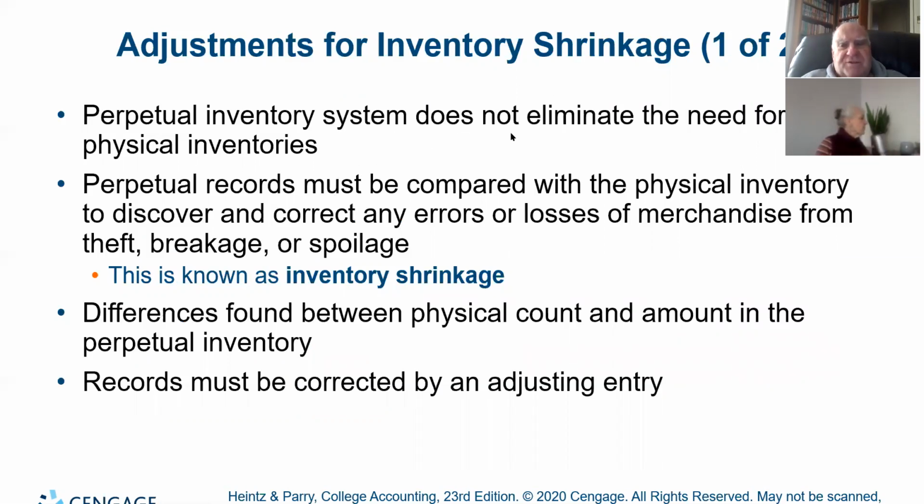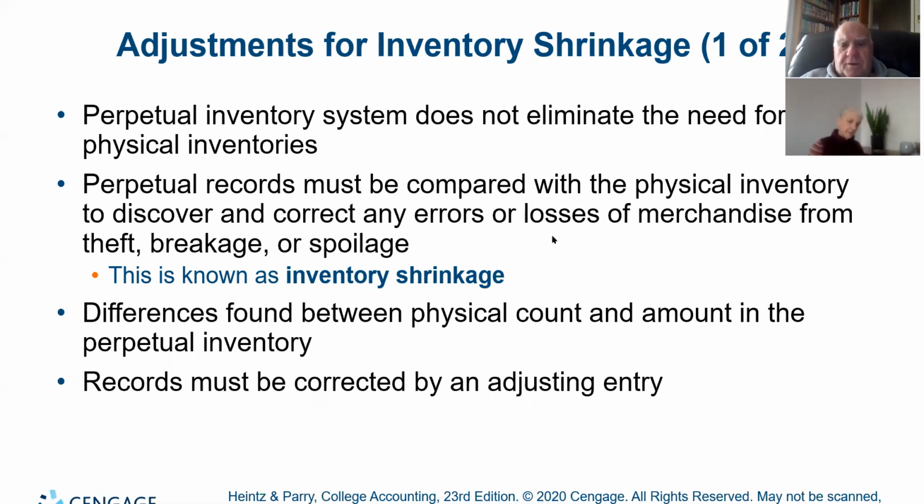Perpetual inventory does not eliminate the need for taking physical inventories. You may not have to take one every year, but you probably should. Just a recommendation. Perpetual records must be compared with the physical inventory to discover and correct any errors or losses of merchandise from theft, breakage, or spoilage.